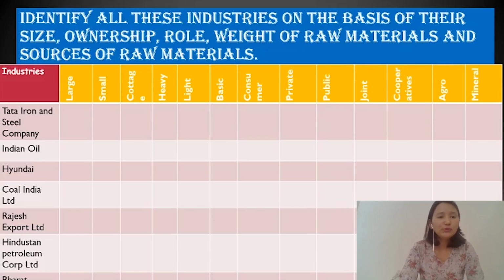So what you have to do is identify all these industries on the basis of their size, on the basis of their ownership, on the basis of their role, on the basis of weight of raw material, and on the basis of source of raw material. So you are going to tick it out. Okay, I'll just give you an example.